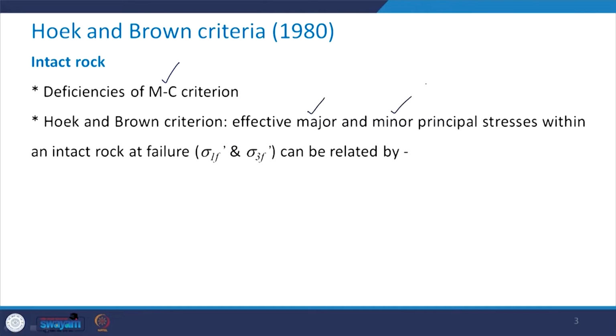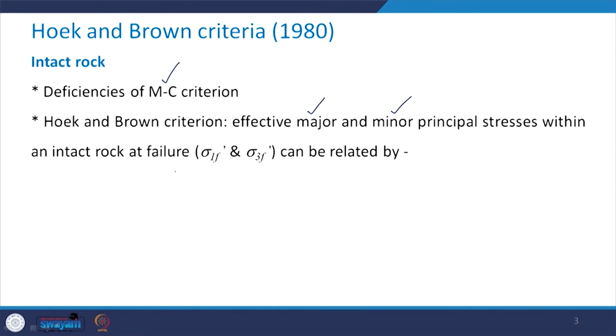So, let us see first how the Hoek and Brown criterion is applicable in case of intact rock, then we will see how it has been extended to the rock mass, and then we will see how the parameters of the Hoek and Brown criterion can be used to determine the parameters of the Mohr-Coulomb failure criterion.